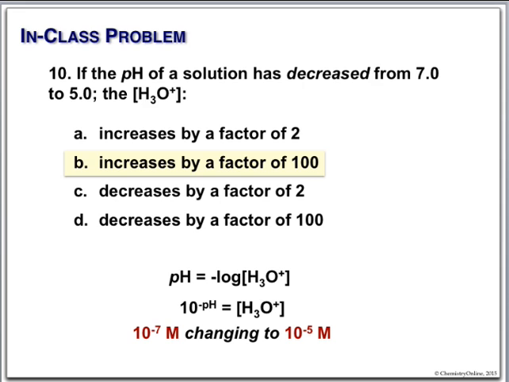Simply convert the pH values 7 and 5 to hydroniums. Simple to do. 10 to the minus 7, that's 7. 10 to the minus 5, that's this. How do they differ? We're increasing 100-fold as we go up.